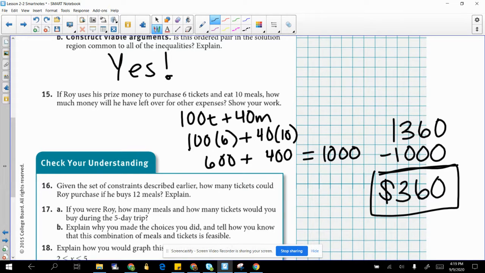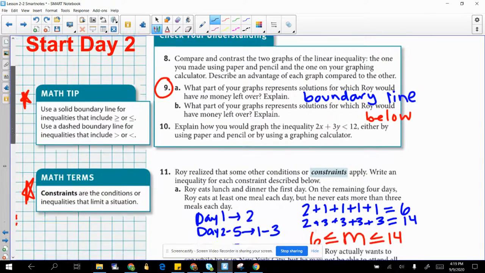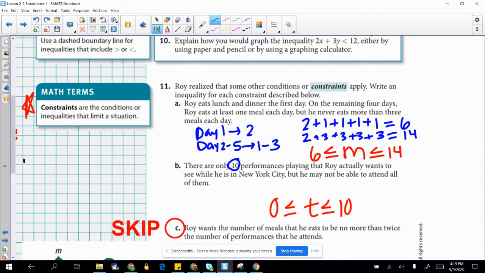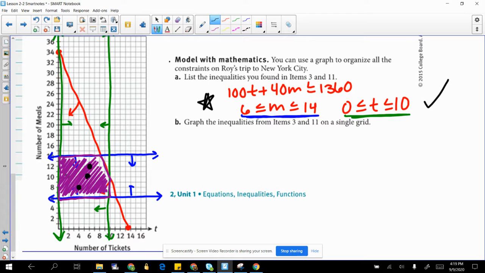Cool. So big thing is that we understand coming up with these constraints here, and we know how to graph them and shade an overlapped region. And we know that solutions should be in that overlapped shaded region.